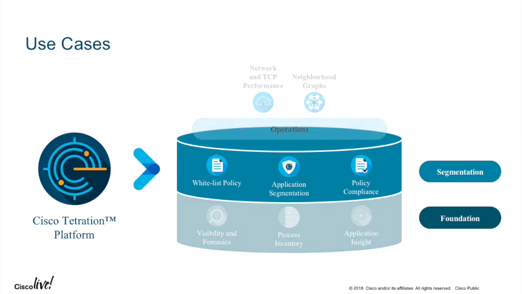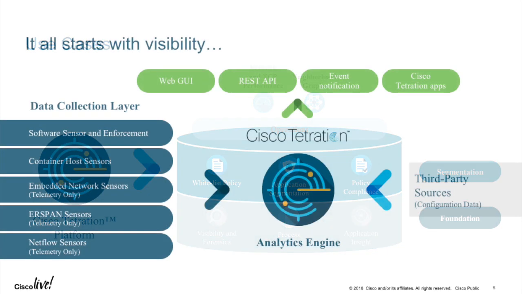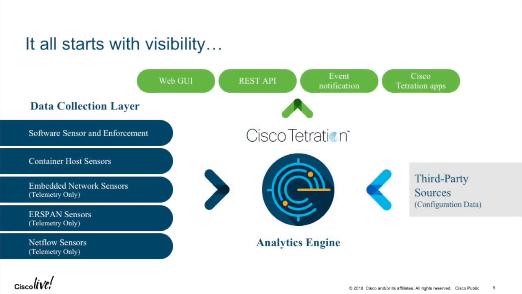Before we start, it sounds logical, but everything I'm going to talk about is designed to work on top of data, and data has to feed in from some form of sensor. I think we talked extensively about the software sensor and the capacity of enforcement. We didn't talk about the container sensor. Tetration is capable of doing enforcement in the exact same way as on a Linux host or a Windows host. We can do that in a container.